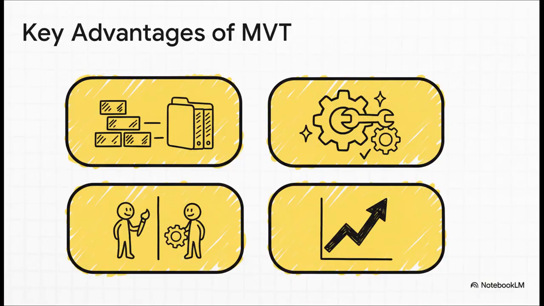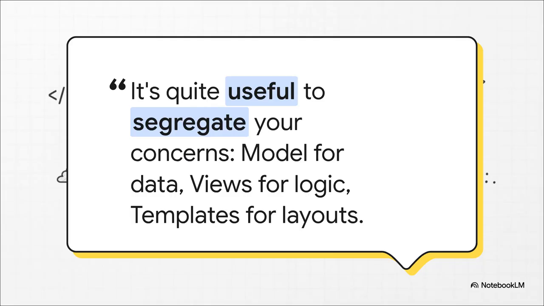For starters, your code is just instantly more organized. Everything has a home. This makes maintenance an absolute breeze because you can completely change the design in the templates without any fear of breaking the business logic. It also makes team collaboration way more efficient. Front-end developers can live in the template files, and back-end developers can focus on the views and models. And all of this means you're building on a solid foundation that's ready to grow and scale without turning into a mess.